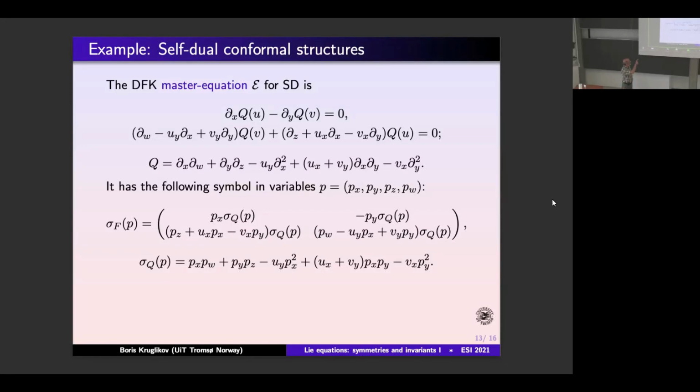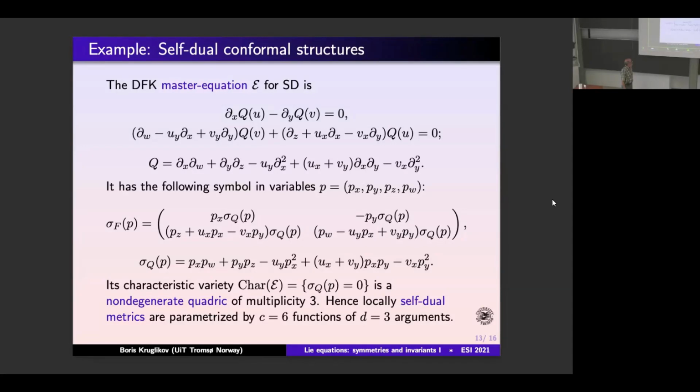If you look at the first equation, when I take its symbol, I get the first line of my matrix. The first entry is the linearization in U, and the second entry is the linearization in V. But they depend only on the same momenta P, because this is taken from T star. So I get this matrix. Of course, I compute this determinant, and surprise, it's actually a perfect cube of this sigma Q of P.